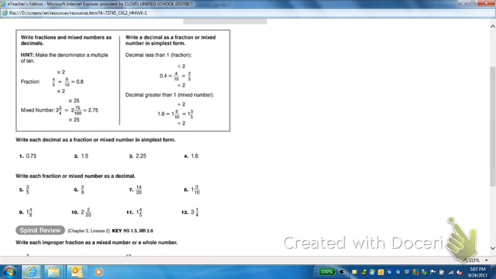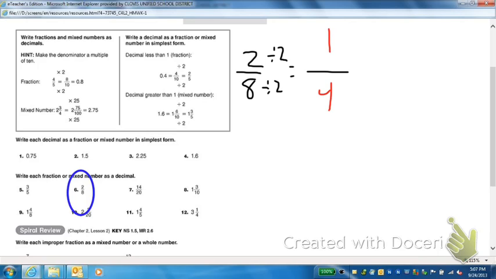Some of the fractions now. Let's look at number 6. 2/8. You can't change 8 to a 10. So the best thing to do is to reduce it. 2 divided by 2 is 1. 8 divided by 2 is 4. 1/4. And this is one of those that you should just know is 1 quarter out of 4, so you have 25 cents, or 25 hundredths.